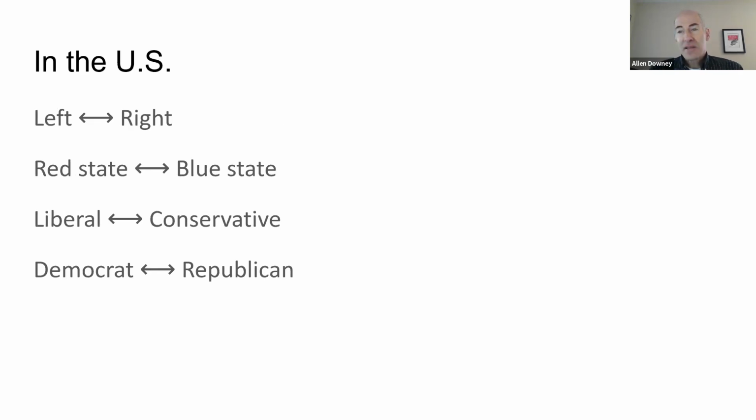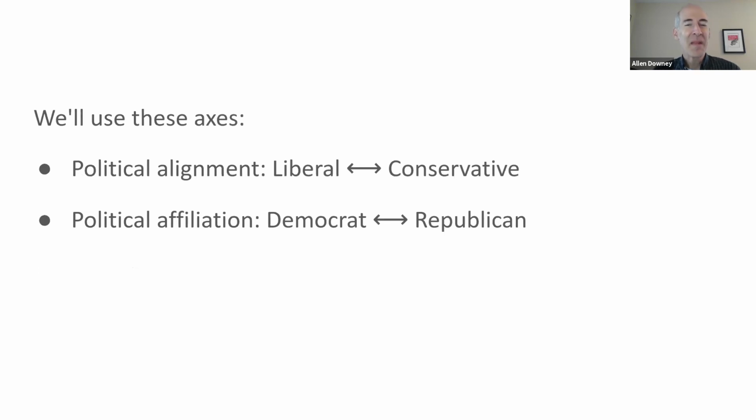So in the US, we typically think in terms of one dimension from left to right, and we think about red state, blue state, or liberal conservative, or Democrat, Republican. I guess one of those is reversed, but you get the idea. For this tutorial, we're going to focus in on what I'll call a political alignment, which is on an axis from liberal to conservative, as distinct from political affiliation, meaning affiliation with a particular political party. And those things often go together, but don't always go together.